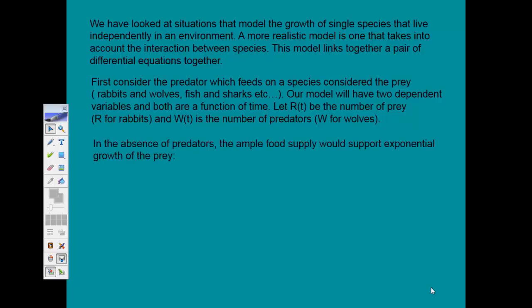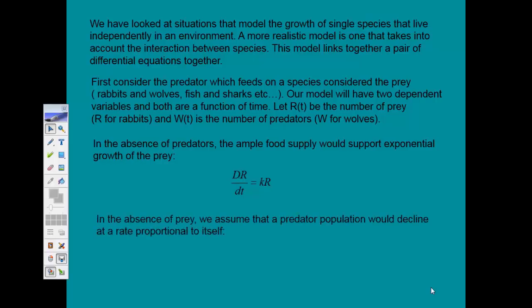That'll be our wolves. Now, in the absence of predators, the ample food supply would support exponential growth of the prey. So we could represent that growth as dR/dt equals k times R. Now, in the absence of prey, we assume that a predator population would decline, because then we wouldn't have the food for the predator to feed off, and so that population is going to decline. So we have dW/dt, the rate of change of the wolves, equals negative r times W.